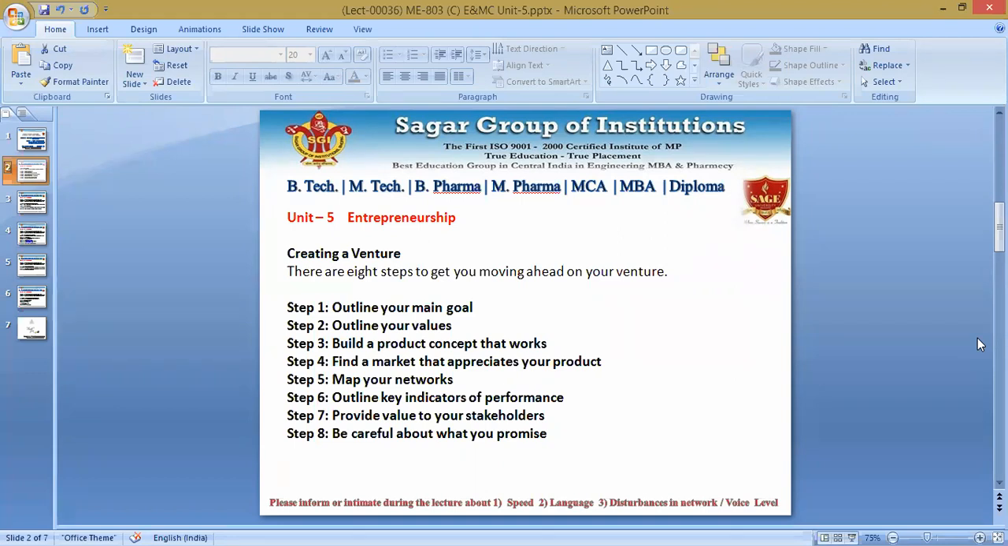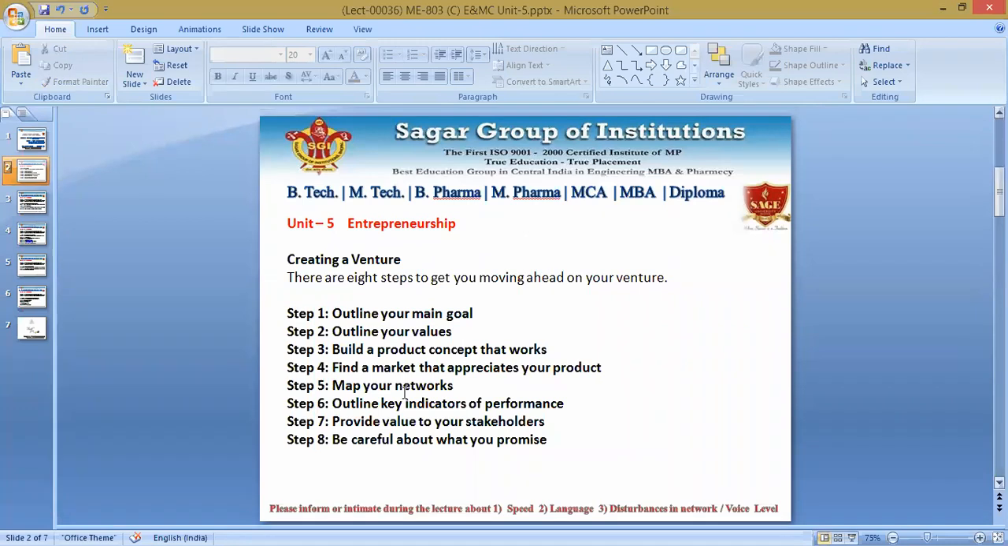There are 8 steps which are very much required to be analyzed. Number one, outline your main goal. What is your main goal? You should know it truly and thoroughly.